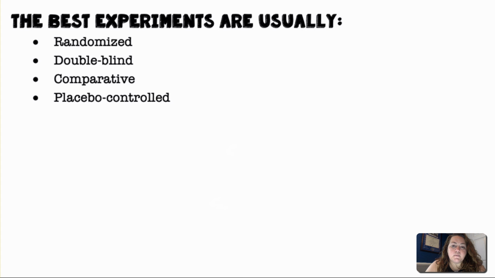All right, the best experiments are usually randomized, double-blind, comparative, and placebo-controlled. Okay, however, you don't have to have all of those things, right? Randomization, replication, and control, you need those.